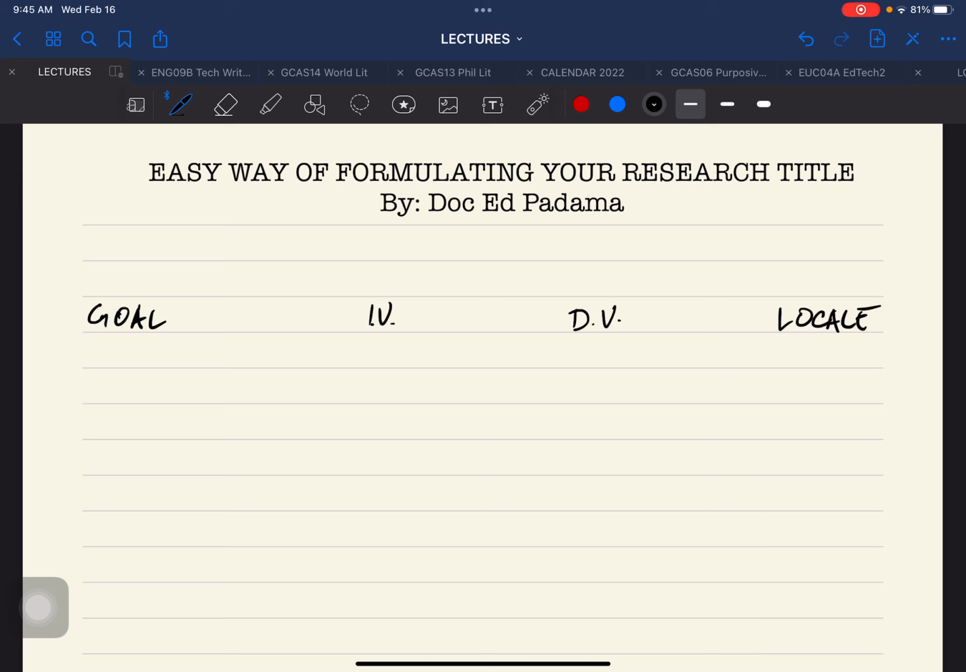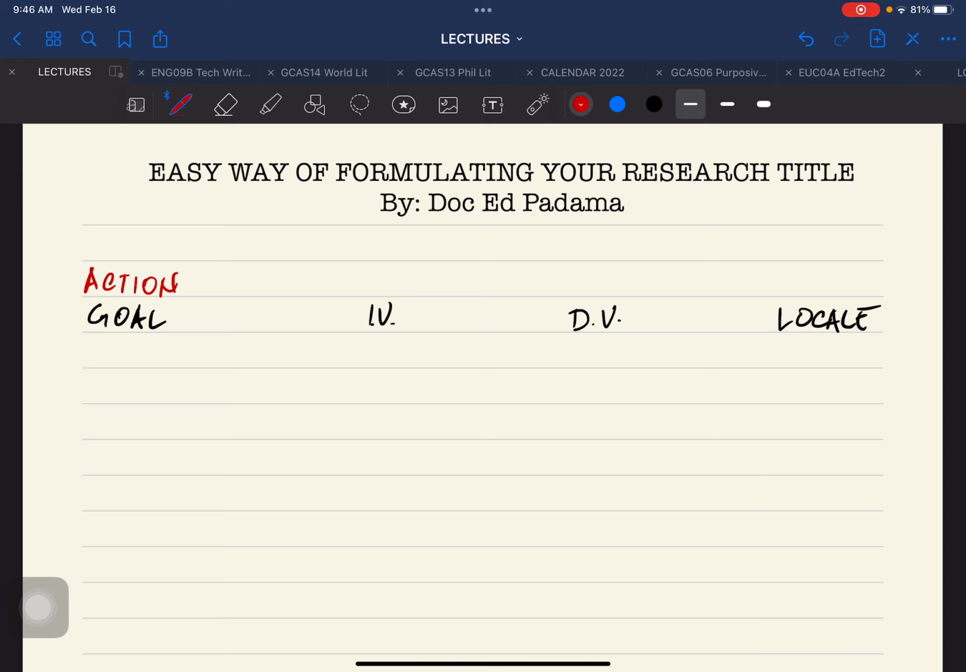Trying to simplify the definition of each element, we're going to use the following keywords. When we refer to the goal, it refers to the direction, what you want to achieve in your particular study. So this refers to the action that you would like to take. What would you like to do in your research paper? Later on, at the bottom of these columns, I'd be presenting examples, and then eventually we are going to put together these elements and produce a working title that you can use for your research, or if not, you can formulate your own, which is our ultimate objective and our advocacy in teaching research, which is to empower all students when it comes to research writing.